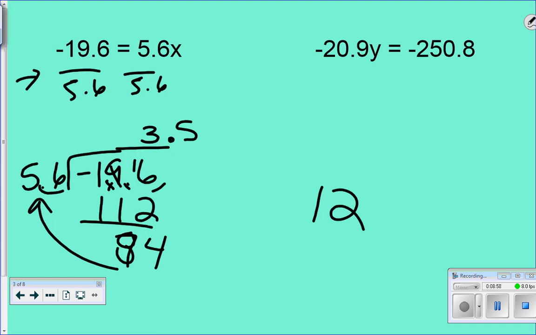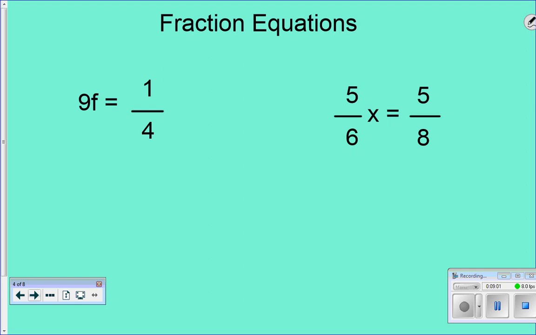All right. Ready? Okay, in your notebook, put down fraction equations. Fraction equations.